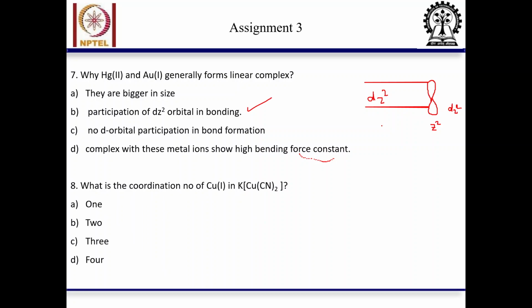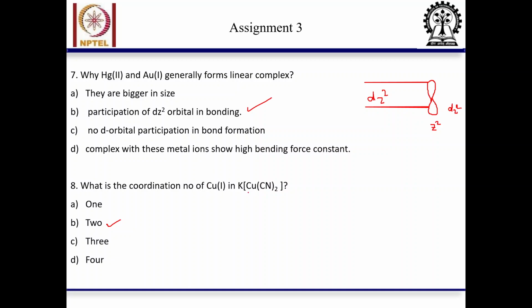Now what is the coordination number of copper(I) in KCu(CN)2? I think this is the easiest question in assignment number 3. Can anyone quickly tell me what is the coordination number of copper in that? Yeah. So the correct option is 2.